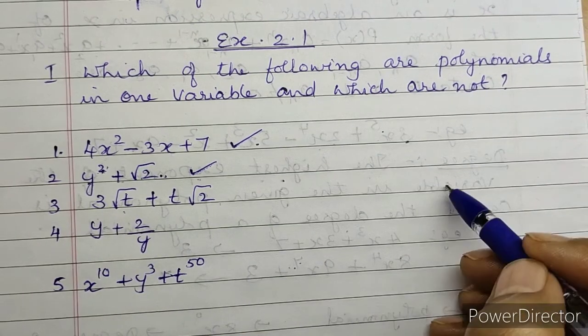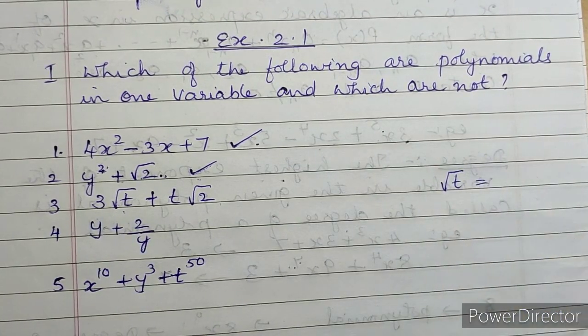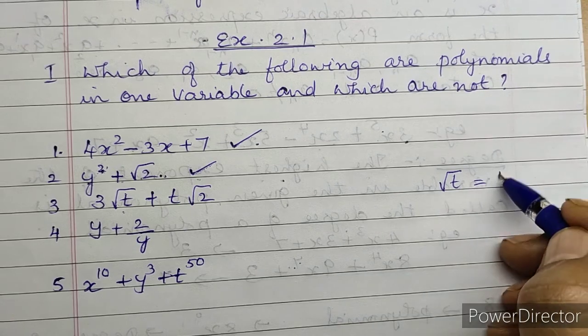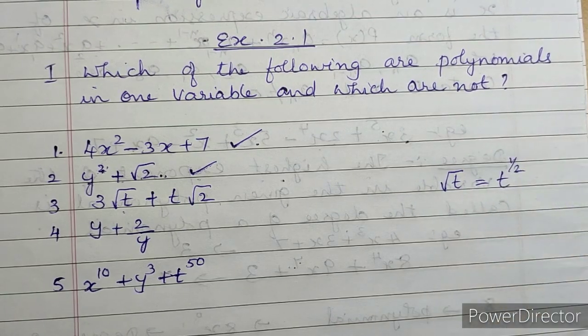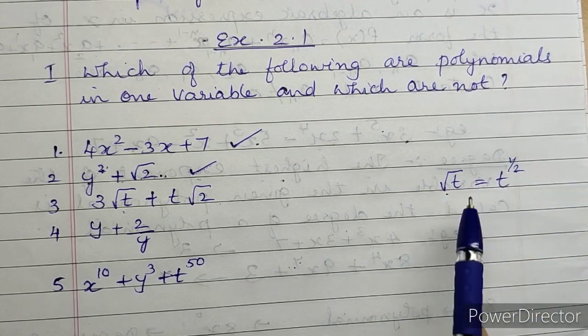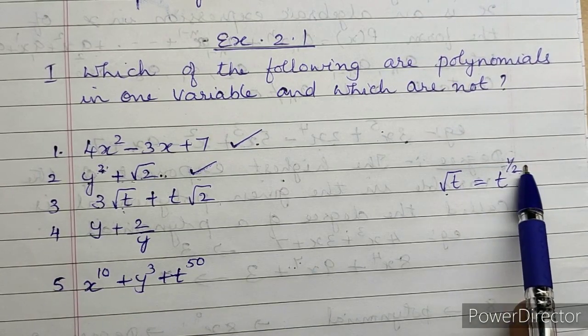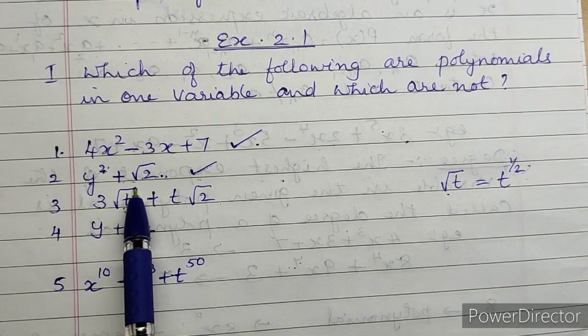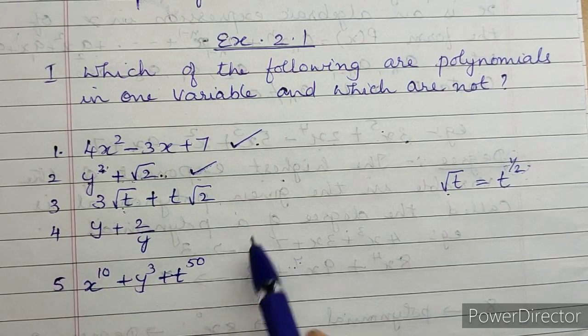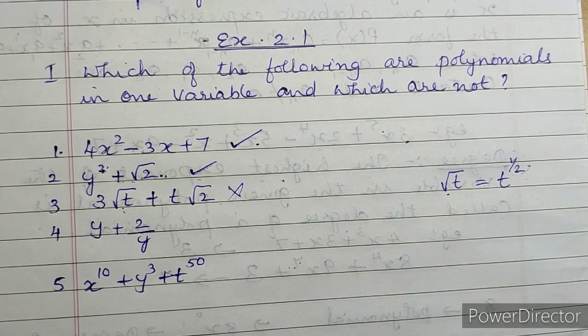Root of t, how will you write it? In the previous chapter we have learned t to the power of 1 by 2. Remember? So that means 3 into t to the power of 1 by 2. 1 by 2 is a fraction. A fraction comes, which means it is not a polynomial. So this is not a polynomial.